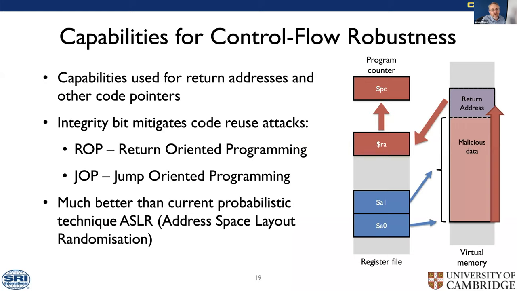We also use CHERI to give us more robustness against control flow attacks. So we actually not only use capabilities as pointers to data, but we also use them as pointers to code. So if you put a capability on a stack, a return address on the stack, and you trick the code to overwrite that with data, then it invalidates that return address. It is no longer a valid capability. Similarly, if you put a pointer to some data there, it is no longer an executable capability, so you wouldn't be able to return from it. So that gives us quite a lot of control flow robustness.